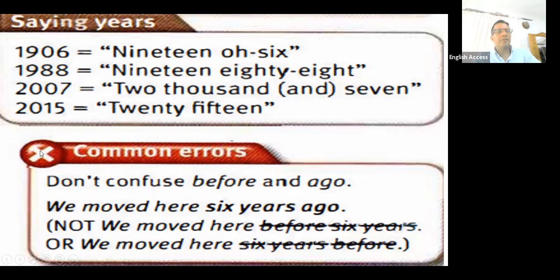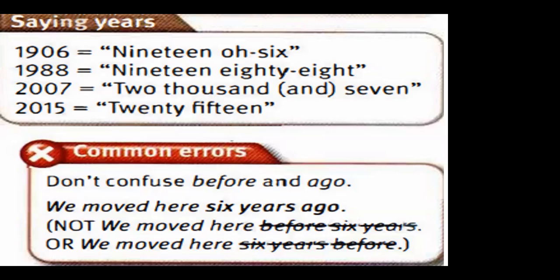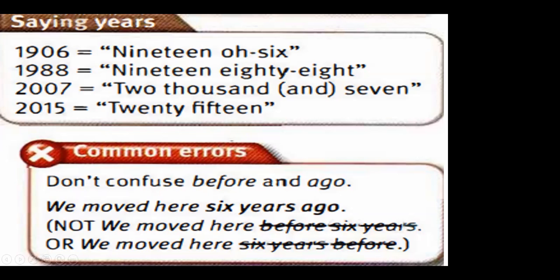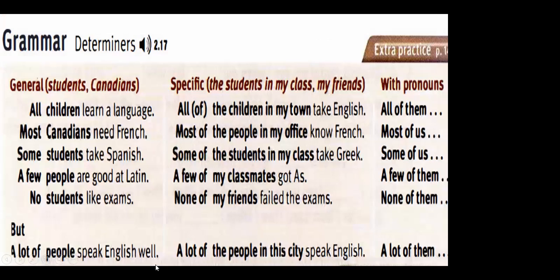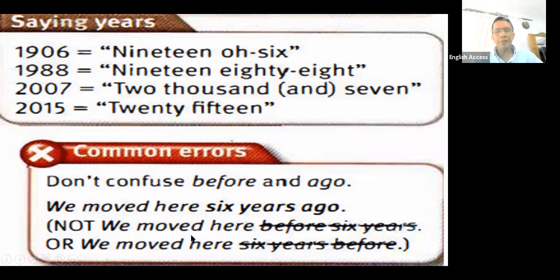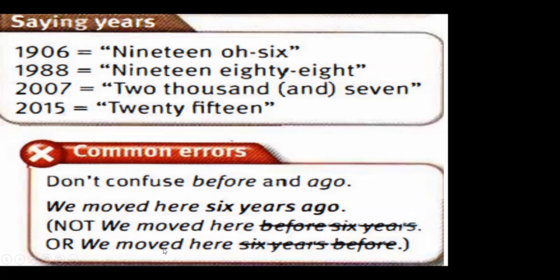Andrea, common errors, please. I mean, sorry, Alejandra. Common errors. Don't confuse before and ago. We moved here 6 years ago. Not we moved here before 6 years. Or we moved here 6 years before. Yes, moved, not move. Moved, moved.